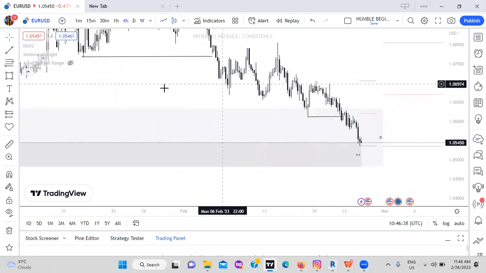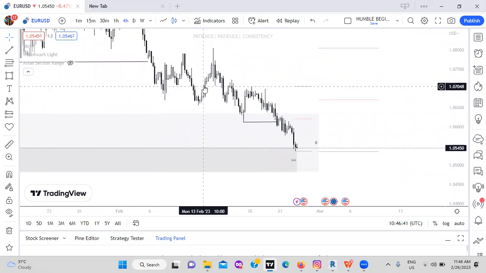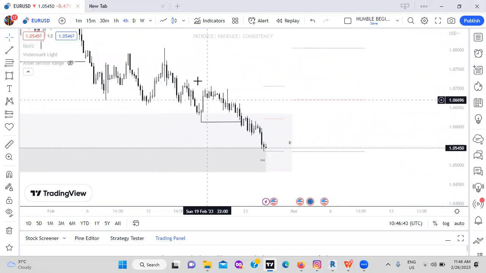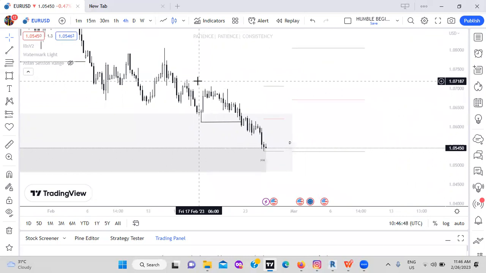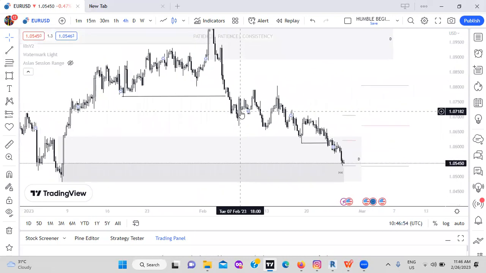So that's that on Euro US dollar. Of course, we have to be able to adapt to whatever the market brings next week. We don't know for sure, but that's it for my outlook on Euro US dollar for the upcoming week.